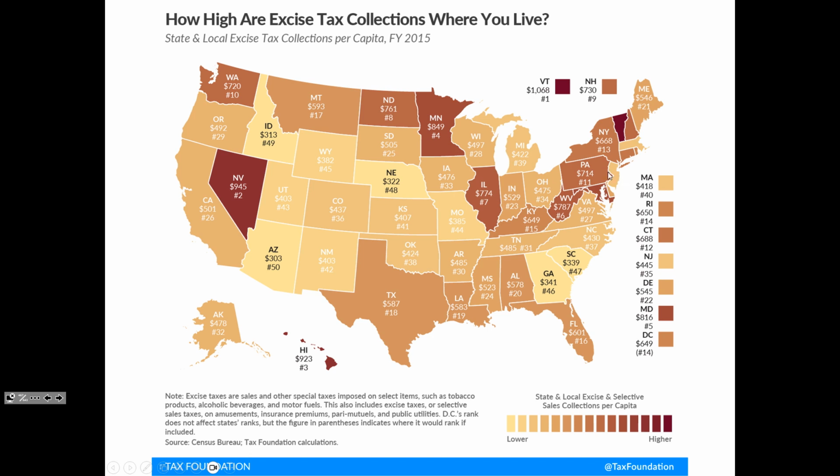This is just showing the sum total of all excise taxes, and so this includes, on a state-by-state basis, those related to tobacco, alcohol, and fuel. And so there are some states that rely a lot on excise taxes, like Vermont. They're taking in $1,000 per person each year in excise taxes. And then there are other states where excise taxes are a much smaller portion of their revenue. So Georgia, South Carolina, you can see, are pretty low. Arizona is the lowest at $300 a person.